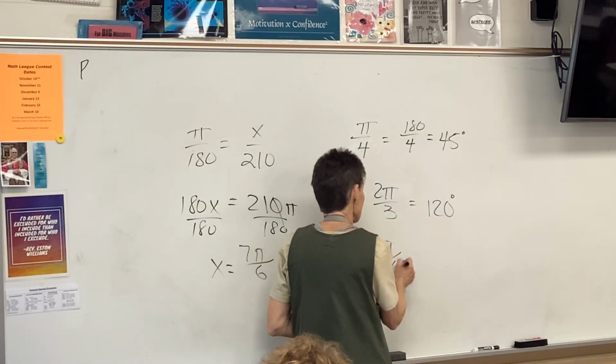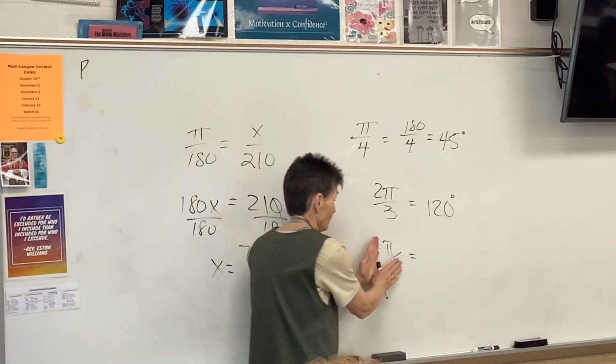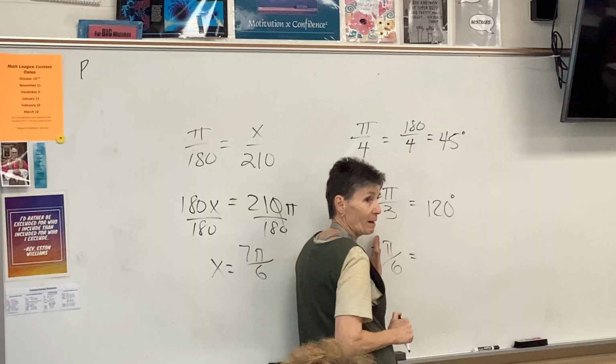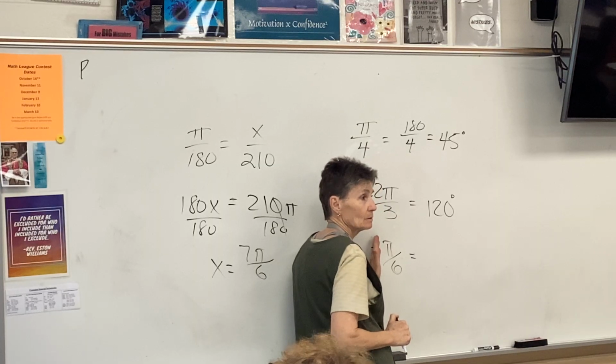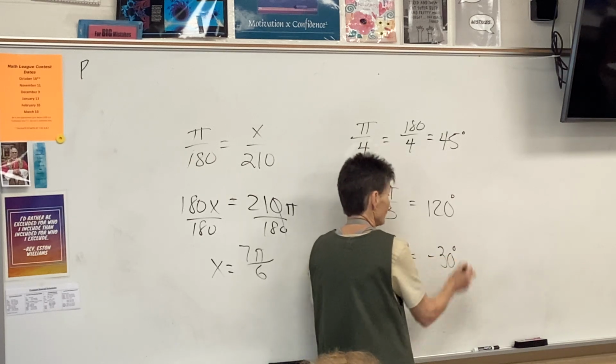Negative pi over 6. Okay, so what's pi? 180 divided by 6. 30. Negative 30 degrees.